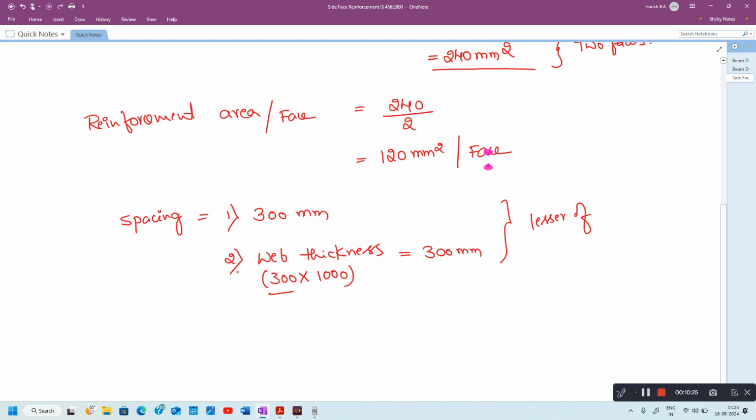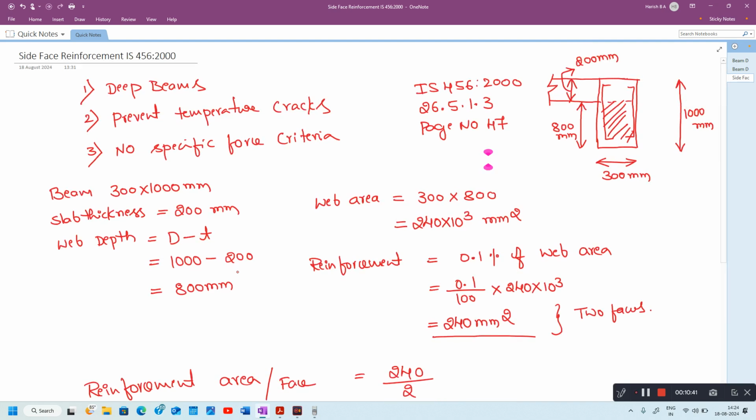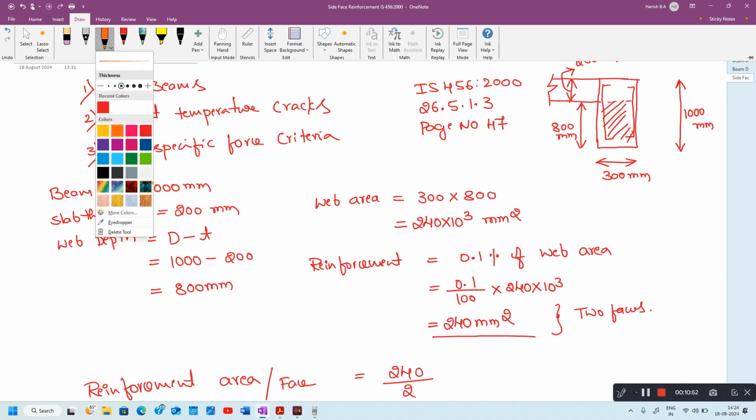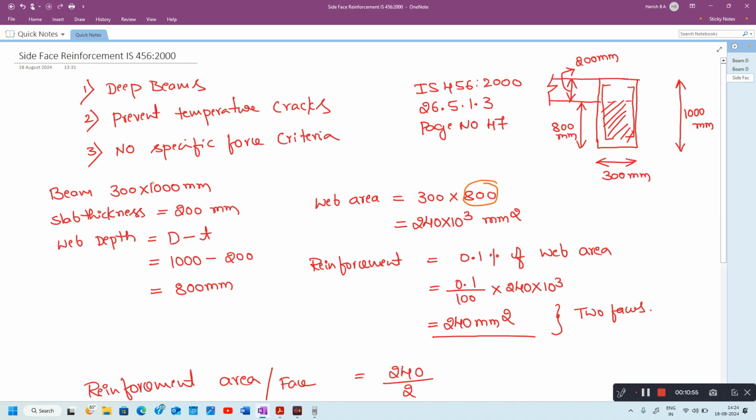But some of the consultants calculate by considering the overall depth. It will lead to overestimation of reinforcement requirements. I have taken here 800 mm, which is the depth of the web. Some of the consultants will take this as 1000. They will consider overall depth, so it will lead to overestimation of reinforcement requirements.